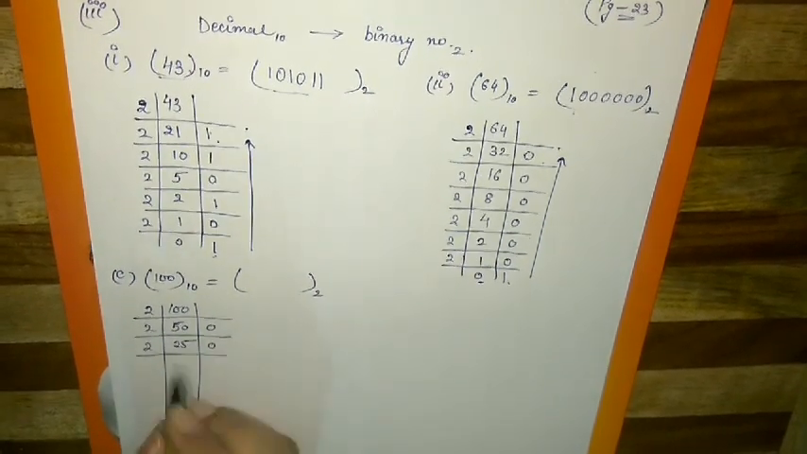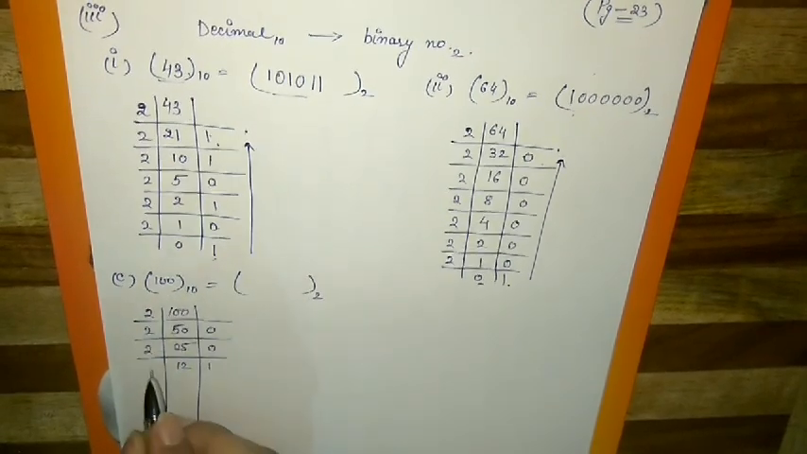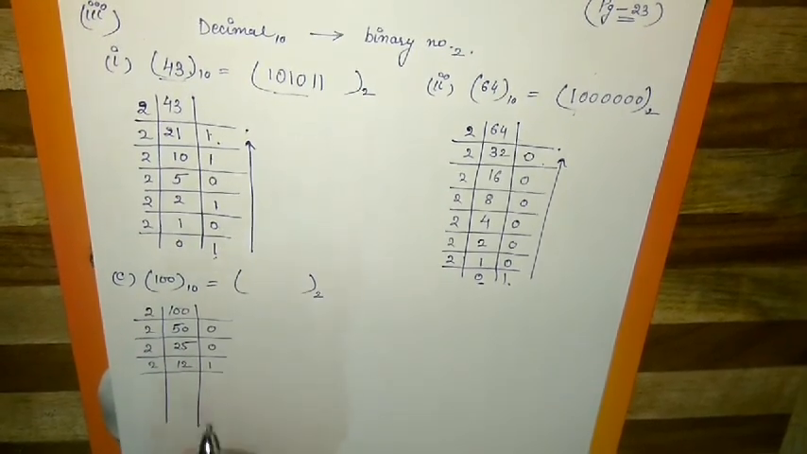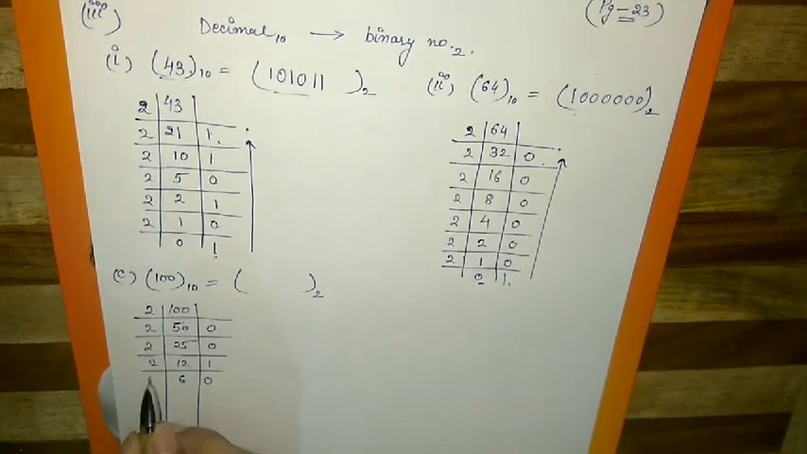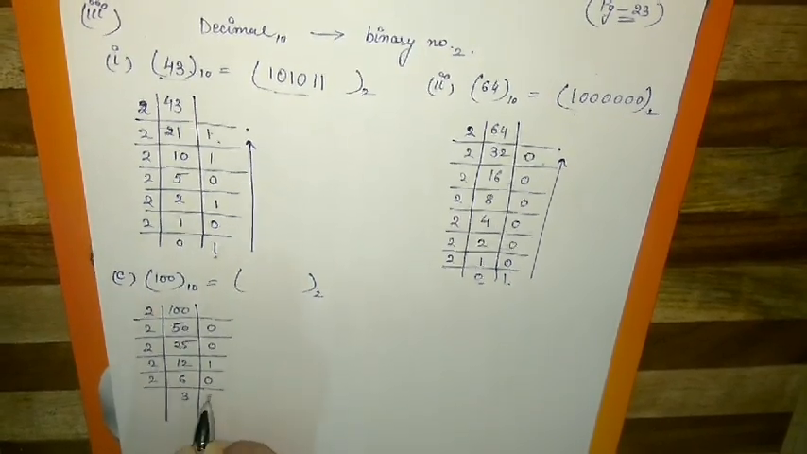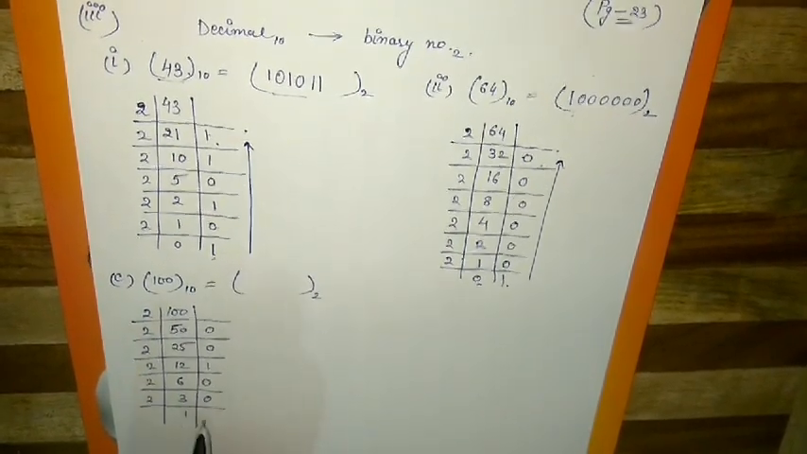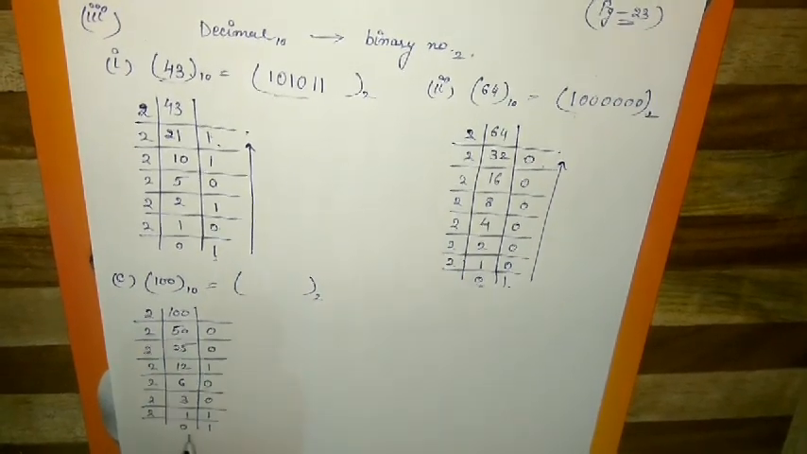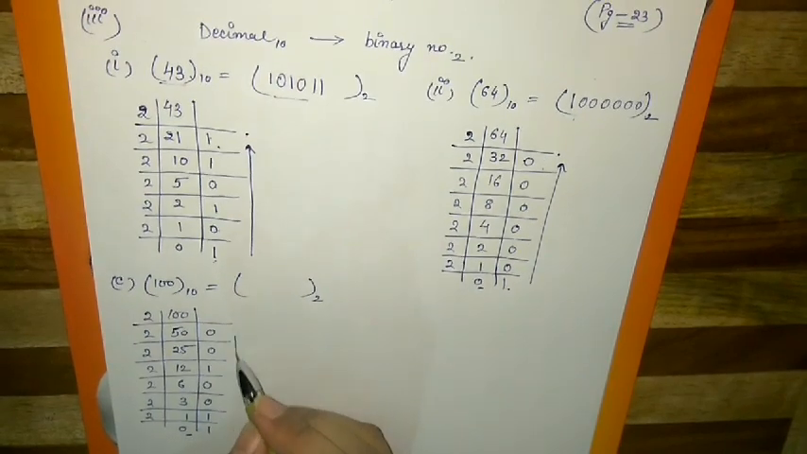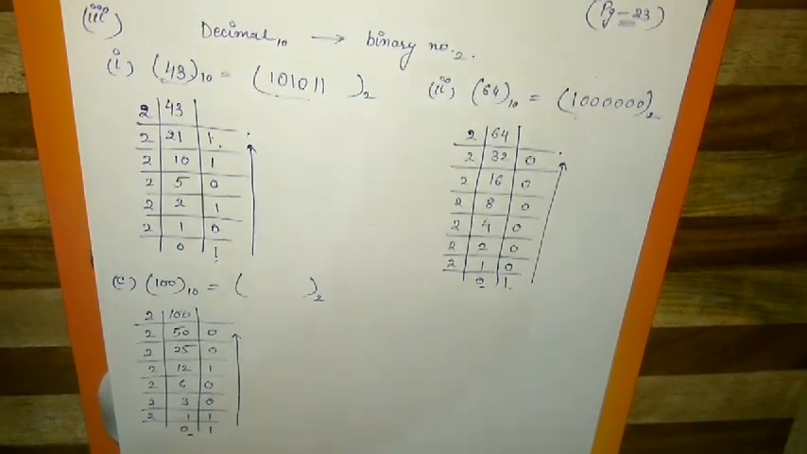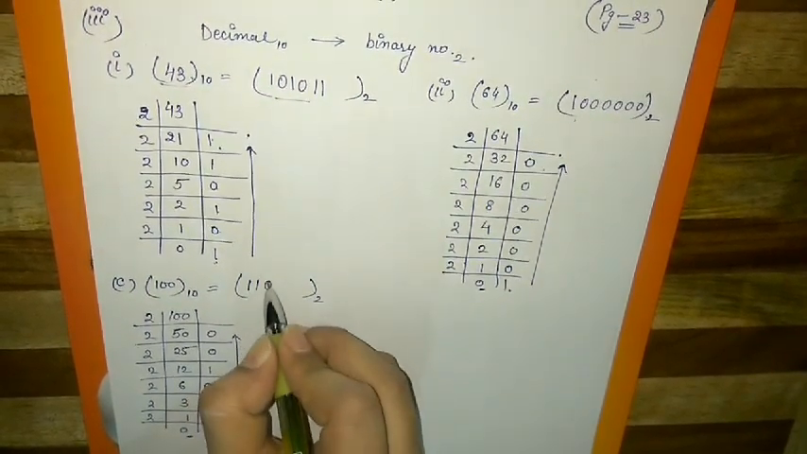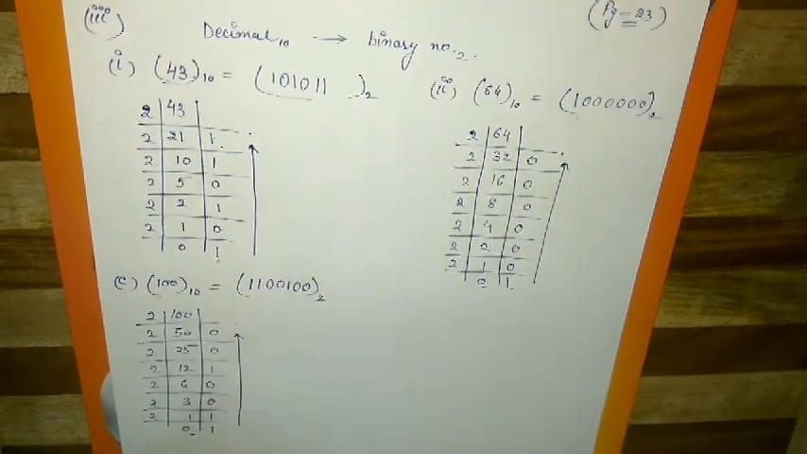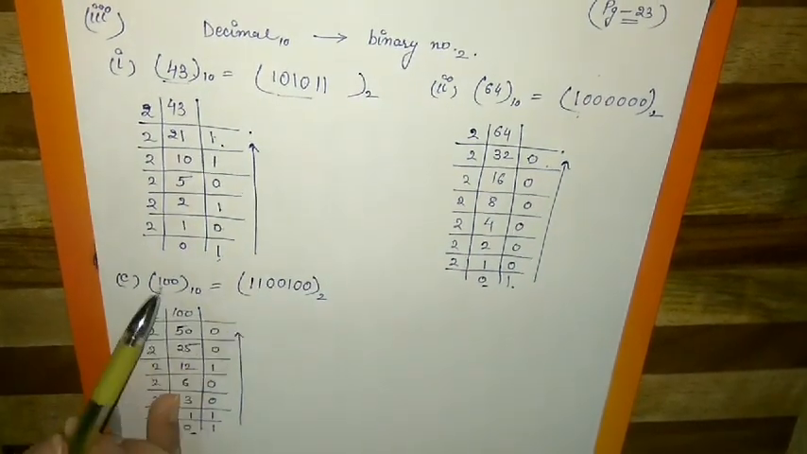25 divided by 2, 12 as a quotient, 1 as a remainder. Again 12 divided by 2, 6 as a quotient, 0 remainder. Again 2 3s are 6 and 0. 2 1s are 2 and 1 remainder. Again at the last 0 and 1. So we are going to stop over here. Now again we are going to make an arrow. See, 1 1 0 0 1 0 0. This is the binary representation of 100.